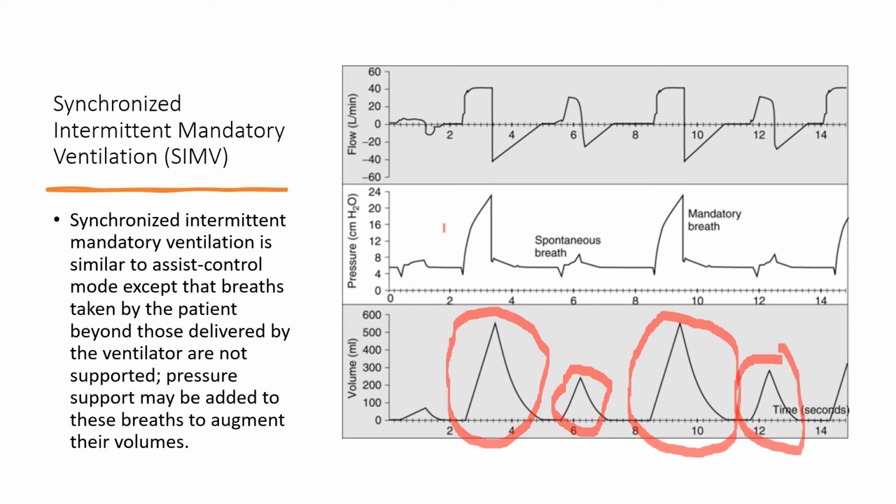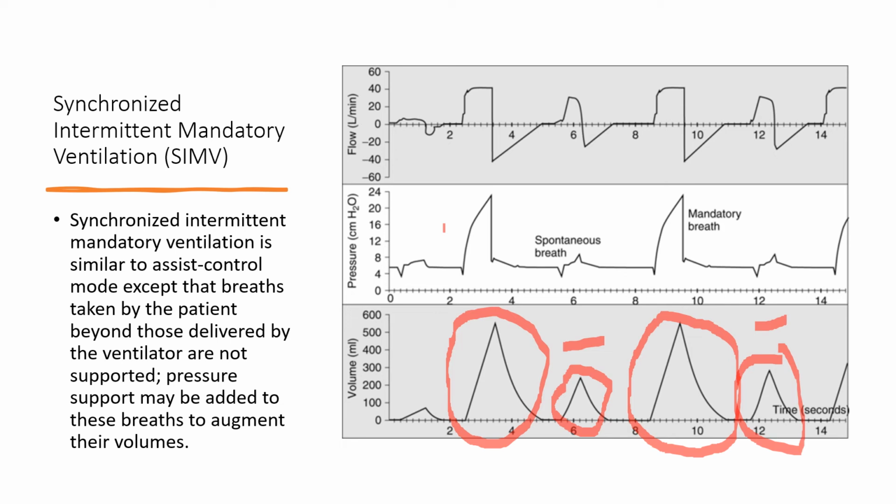The advantage of this particular mode is that you could wean the patient. So you could set a mandatory rate of, say, 6, and then you could have the patient breathe in between spontaneously, and this is a good way of weaning. As soon as they start spontaneously breathing more and more, you could cut off your set respiratory rate and put them right on pressure support ventilation, which is a weaning mode. So SIMV is a good mode to wean a patient.